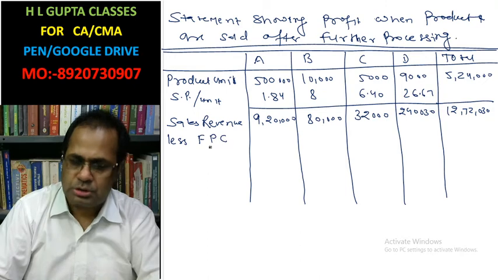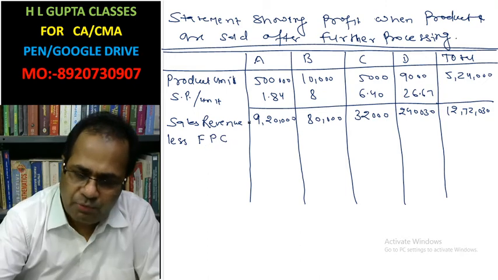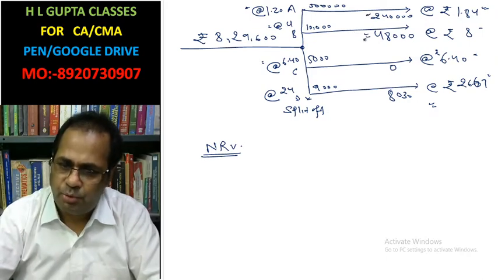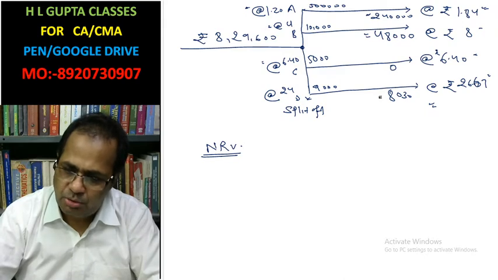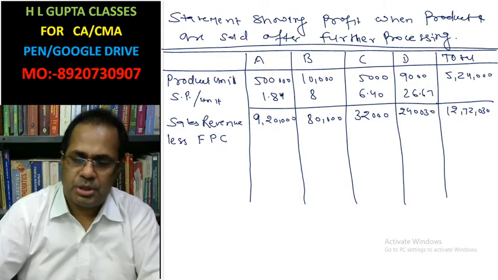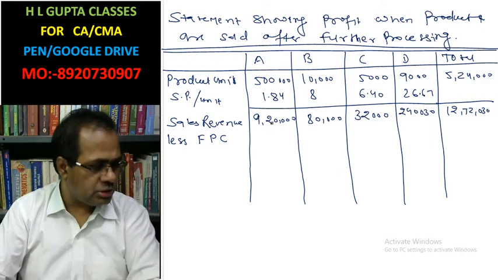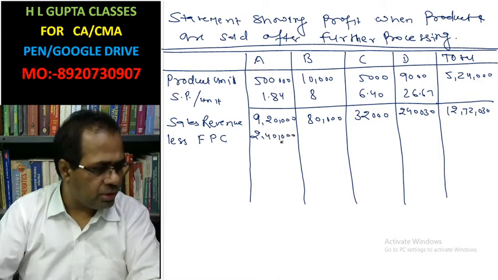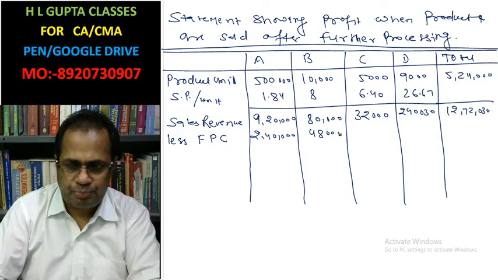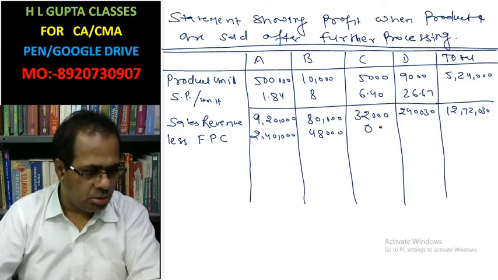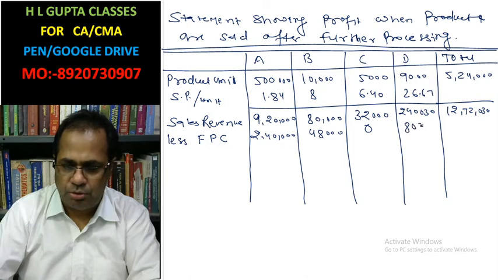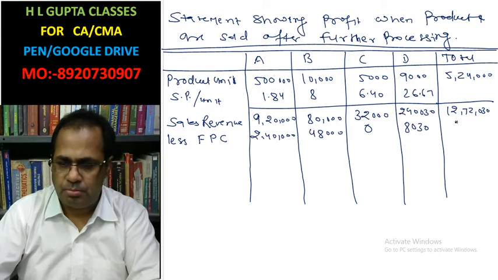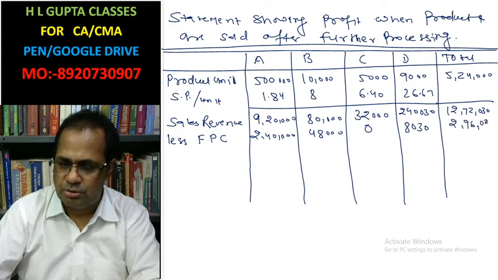So what are the further processing costs? That is 2,40,000 for A, 48,000 for B, 0 for C, 8,030 for D. Further processing cost 2,40,000, 48,000, this is 0, 8,030, and total 2,96,000, 2,96,030.